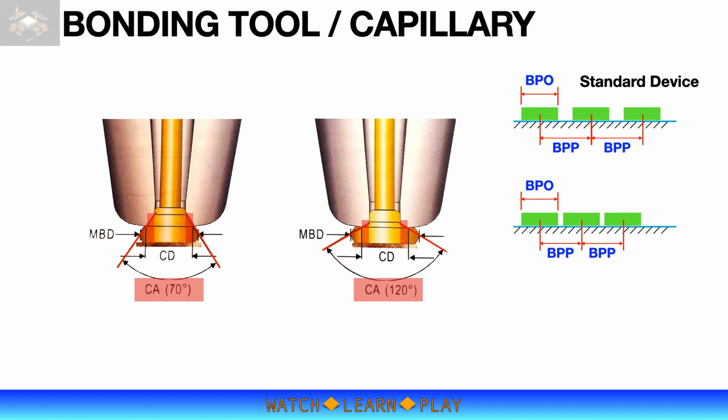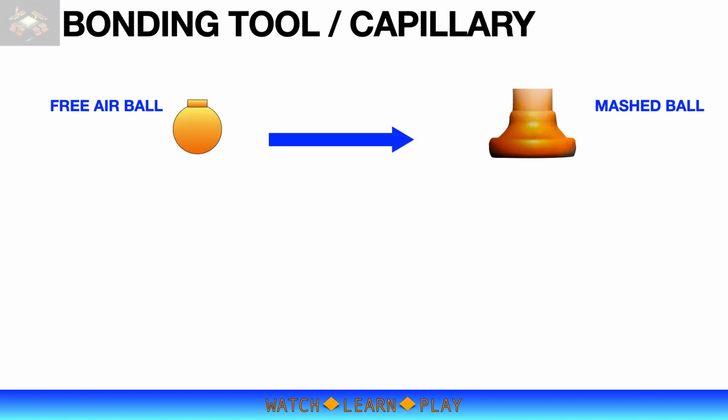For small BPO and BPP, which are called fine pitch devices, a smaller CA and CD is recommended. Since bonding starts with the pre-air ball, how do we know the correct pre-air ball size to achieve the desired mash ball size? We know that the volume of pre-air ball is equal to the volume of mash ball. Mathematically, we can calculate the pre-air ball diameter using the dimensions of capillary, target size of mash ball, and wire diameter.